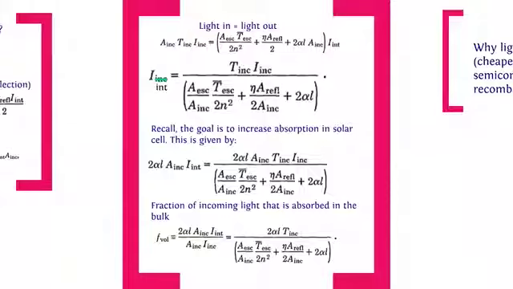Now we're going to apply a detailed balance. Light in equals light out. So on the left-hand side, it's light in, very simple, right? Incident light, only one term.